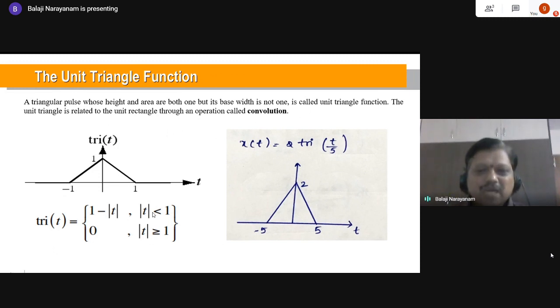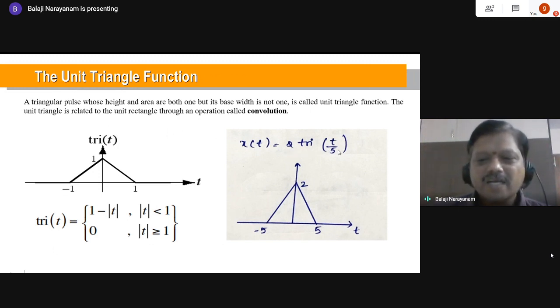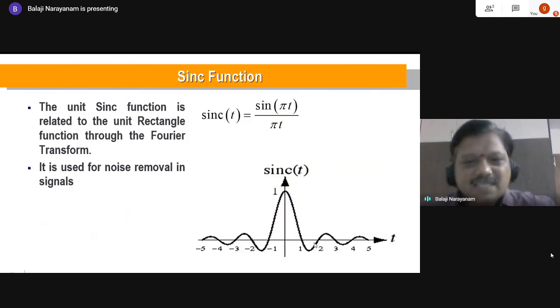And now you may plot the signal x of t as x of t is equal to 2 tri of t by 5, and this is the given unit triangle function, and you are asked to plot that. Then you may easily plot. This is the case of tri of t by 5 with minus 5 and 5 being the limits. So you may easily see this.